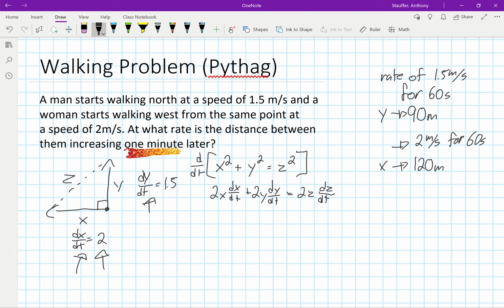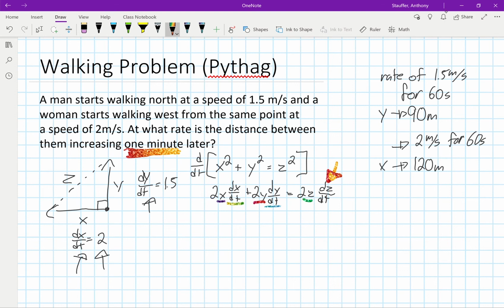Now, we now have what our dx over dt, our dy over dt, our x, and our y are going to be. From there, we're going to need to find one more of these variables. At what rate is the distance between them increasing 1 minute later? So that means that it's going to be the dz over dt that I'm looking for right there, telling us that we're probably going to be trying to find that z value. How would I find that z value, you ask?